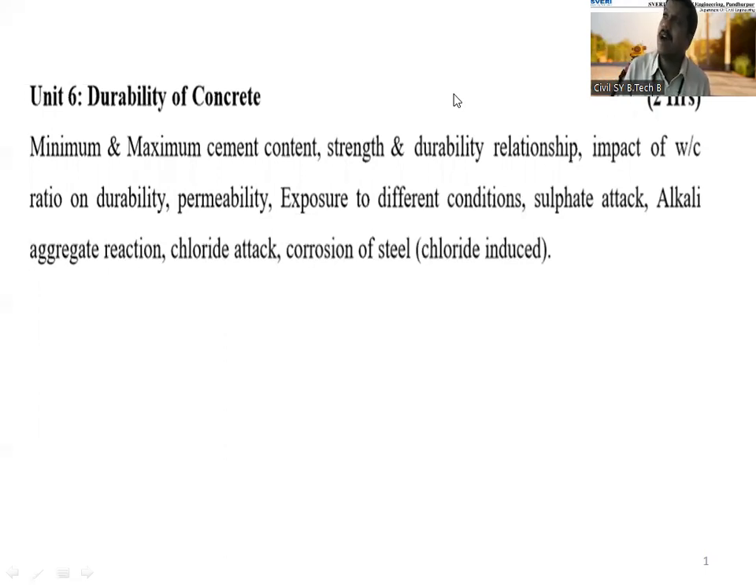Now, second half, we are going to discuss durability. What is the durability and what is the relation between the strength and the durability? What is the impact of the water cement ratio on the strength and durability? What is permeability and how the concrete is attacked by the different, maybe the sulfate attack or the alkali aggregate reaction, or maybe the chloride attack? All these parts we are going to discuss in our durability.